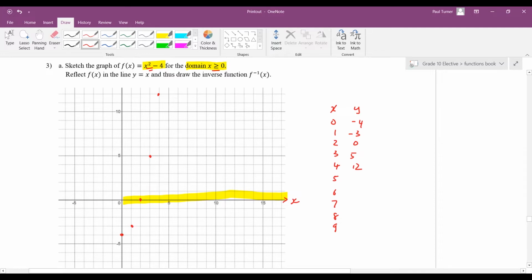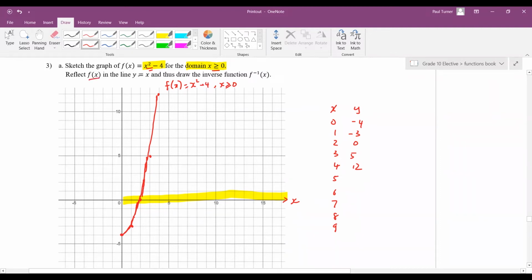So if you look at that, right? So can you do that? You should get a graph like that. So that's your graph. This is x squared minus 4 and x greater than or equal to 0. So this is your domain and this is your function.